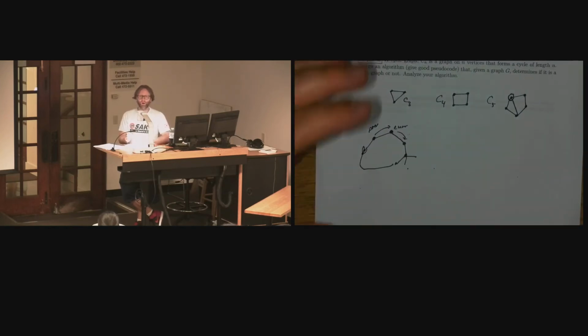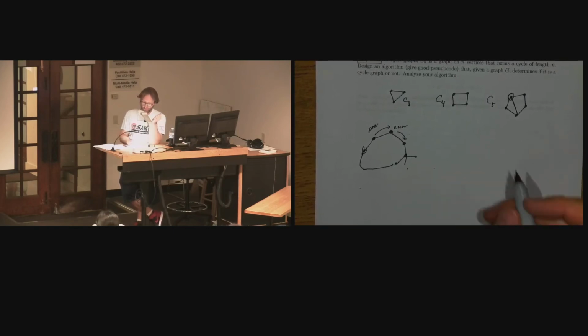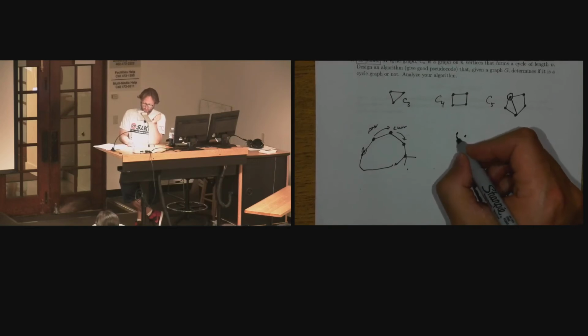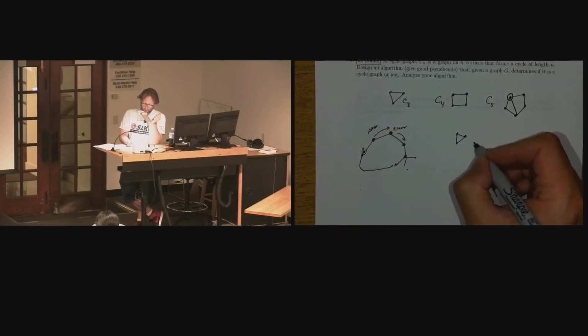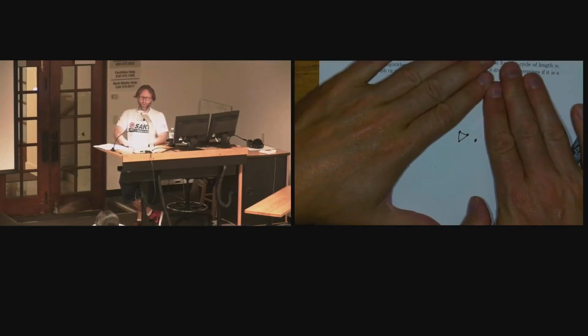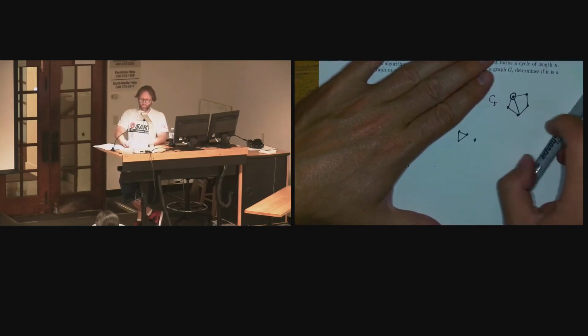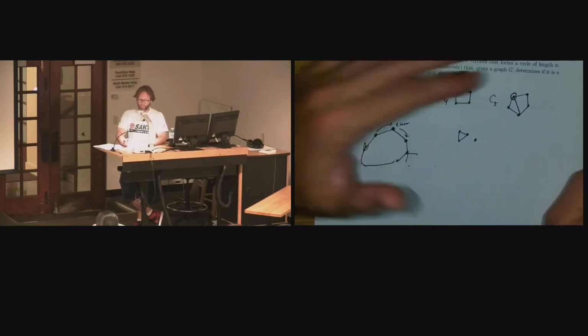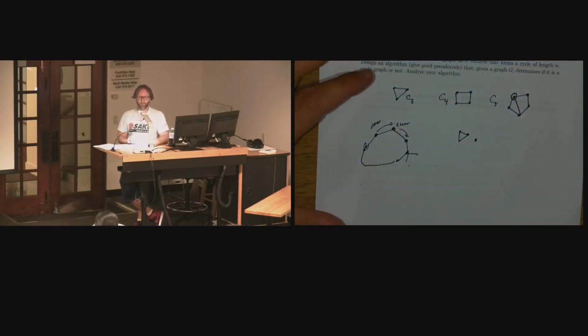If you get back to where you started, does that automatically mean that it's a cycle graph? Careful. Is that a cycle graph? Nope. 1, 2, 3. But there are 4 vertices, so not a cycle graph. Right? That's the basic idea.